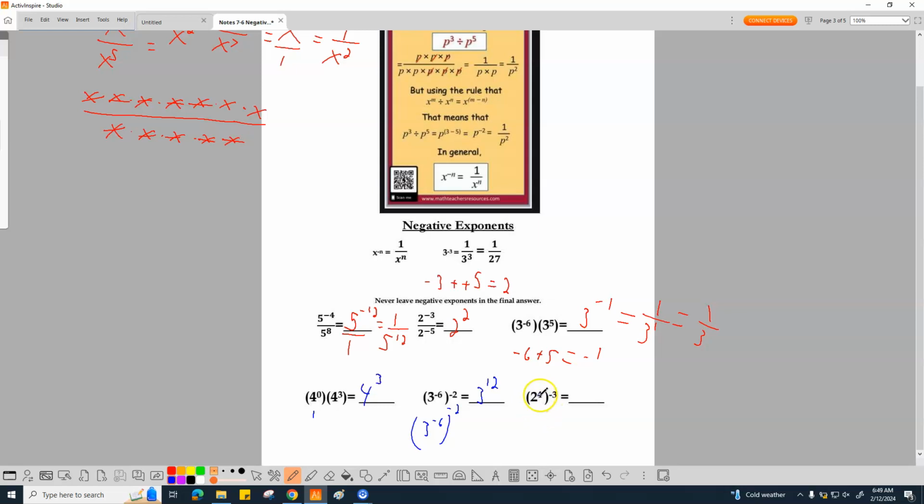Same thing here. This ends up being 4 times negative 3, so we're going to end up with 2 to the negative 12. But we do not like negative numbers for our exponents, so we're going to end up putting it in the denominator just like this. Pretty straightforward. I'm going to solve the next examples all in one video.